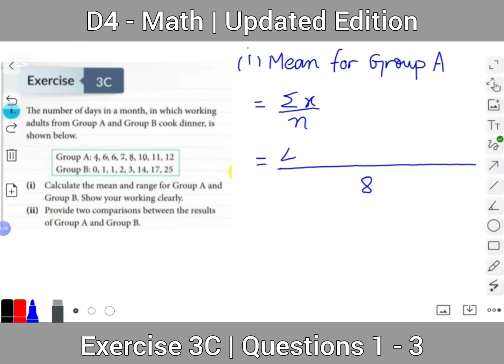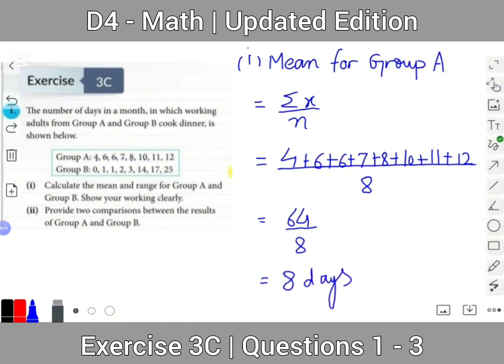So here we have 4 plus 6 plus 6 plus 7 plus 8 plus 10 plus 11 plus 12. Now after adding up, we get 64 over 8, and since we know that 8 8s are 64, it will be equal to 8 days. So the mean for group A is equal to 8 days.